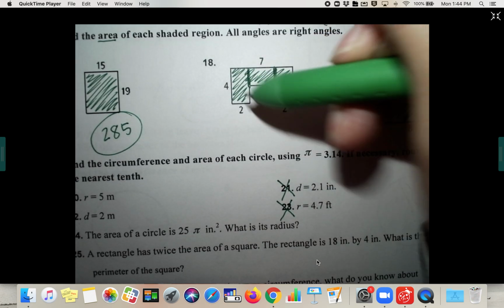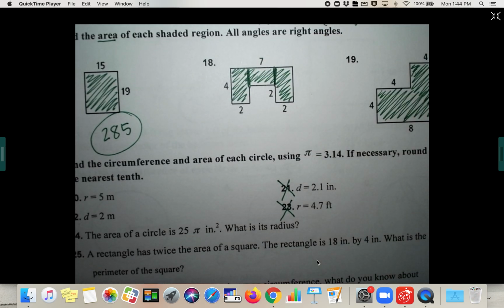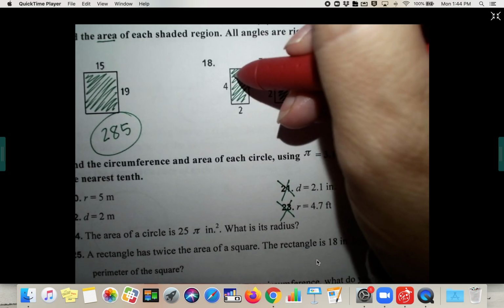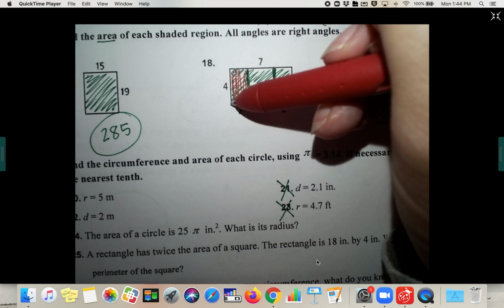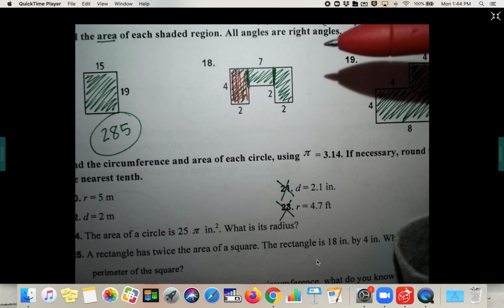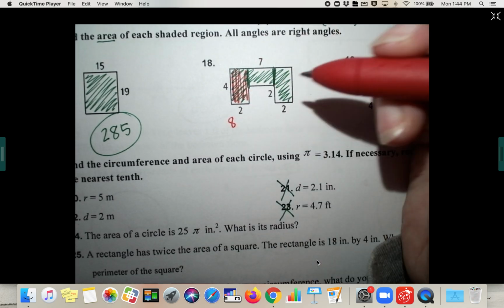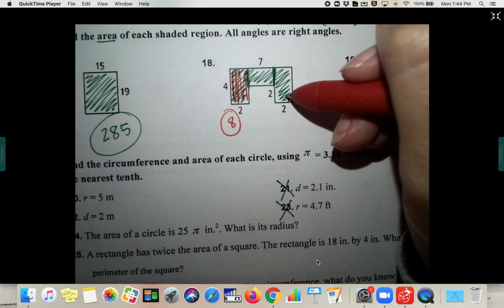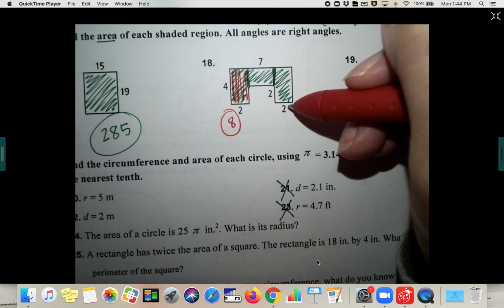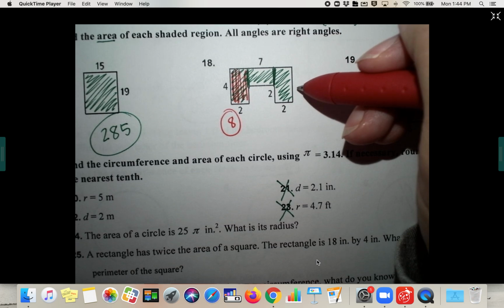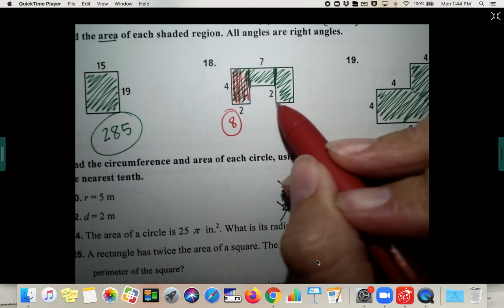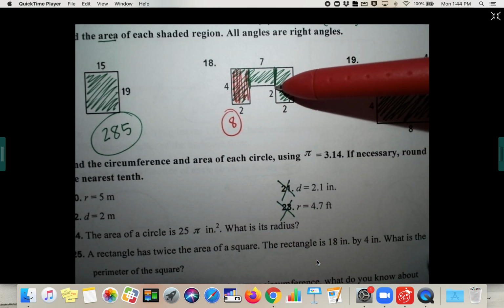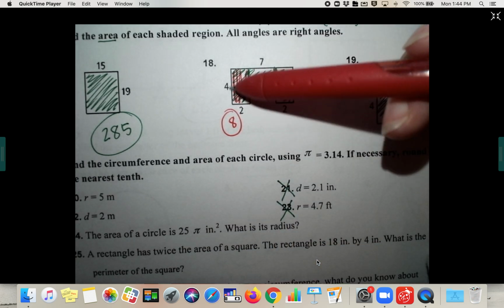So this section, let me use a different color so you guys can see which section I'm talking about. This section is 4 by 2. See how it's 4 by 2? So the area of a 4 by 2 is 4 times 2, which is 8. Okay. The area of this section, we can assume that it's also 4 by 2. The reason we can assume it's 4 by 2 is because it's 2 down here and it's 2 here, and this whole thing is 4.